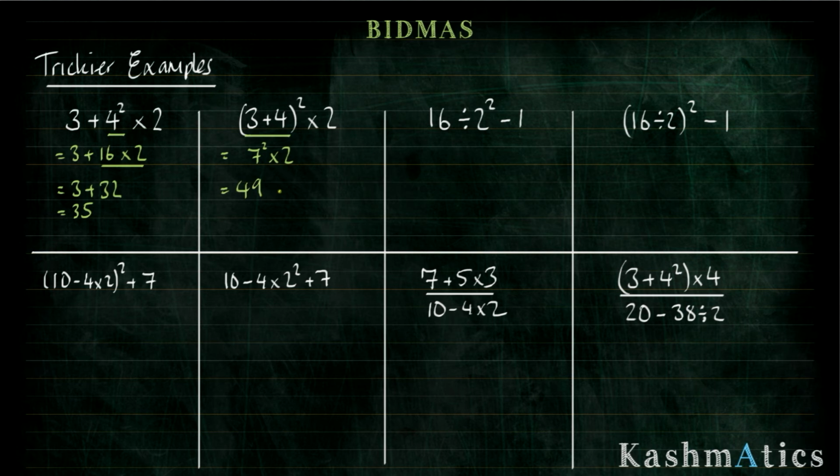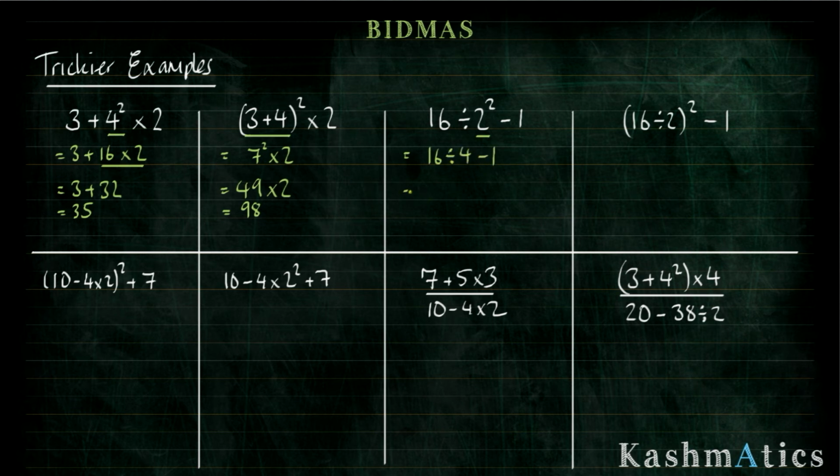That's 49. So it's 49 times 2. And because there's only one operation left, we can just do it. 49 times 2 is 98. Next example, no brackets, but there is an indice. Okay, so the 2 squared. So it's 16 divided by whatever 2 squared is, which is 4.